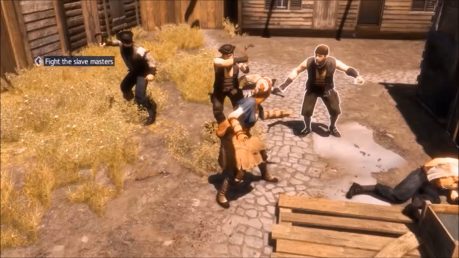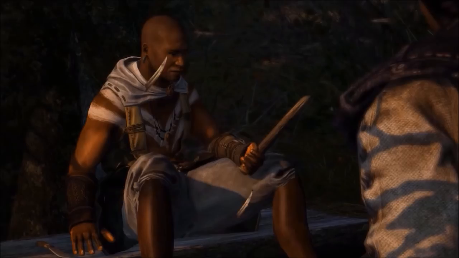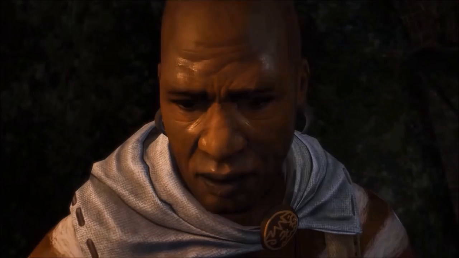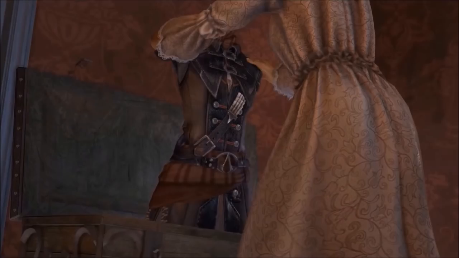The African assassin and mentor of the Louisiana Brotherhood, Agate, found Aveline being attacked, rescuing her and the slave. And Agate saw her desire for justice and took her in as an assassin trainee. After a few months of intense training, she was officially inducted into the Assassin Brotherhood.